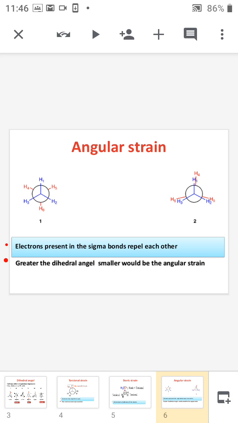That means the repulsion between the sigma electrons decreases. Here, the electrons present in the sigma bonds repel each other. That is the definition of the angular strain. And the greater the dihedral angle, the smaller the angular strain. I hope that the concept of the dihedral angle and angular strain, torsion strain and steric strain is clear for you.